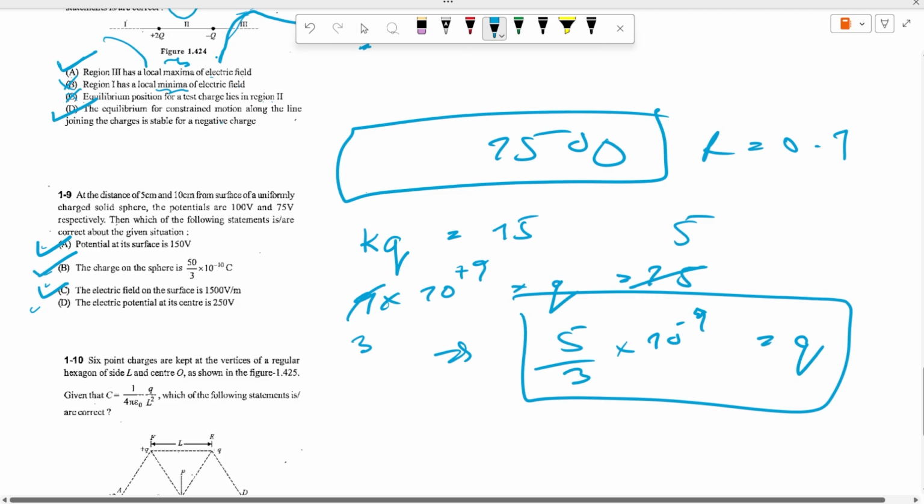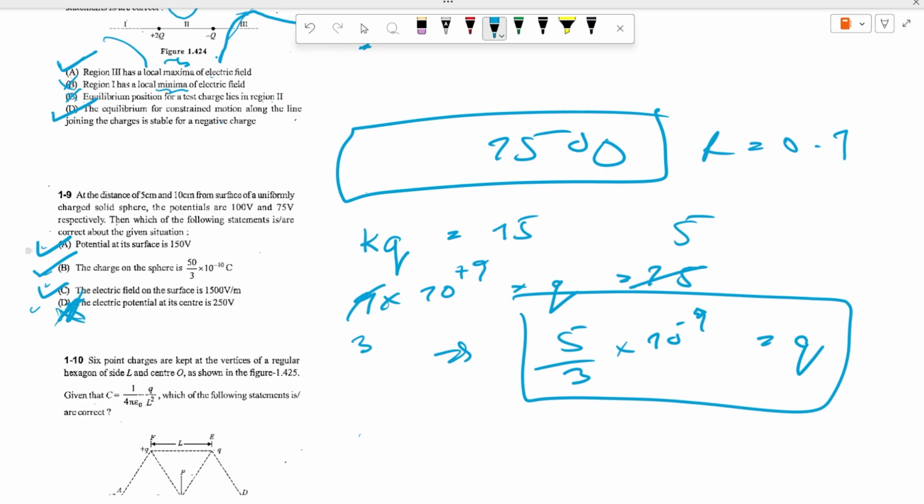Now checking the potential at its center. The potential at its center is given by KQ by, what was it given by again? It's given by KQ by R again, I guess, because it is equipotential. The surface is equipotential. So yeah, it's going to be the same, I suppose. Well, either way, this is not correct.